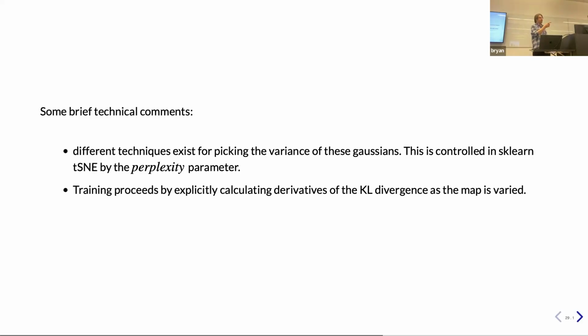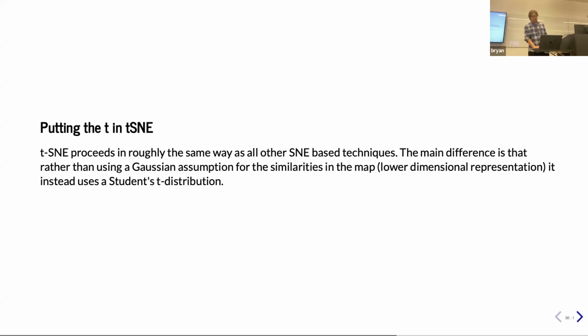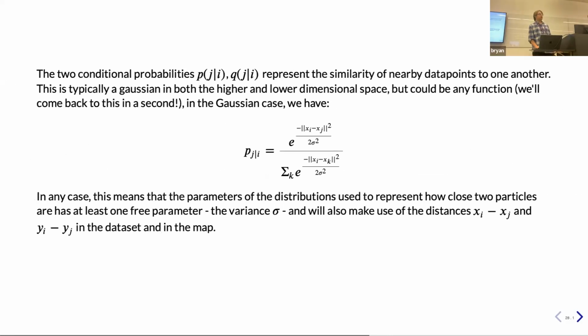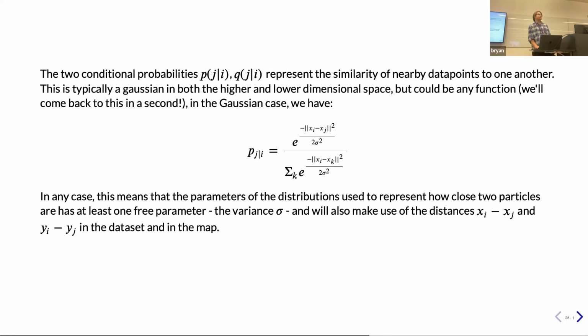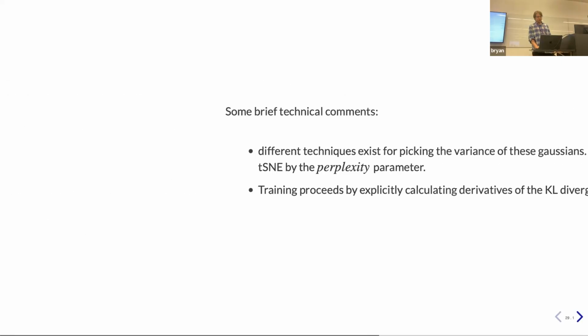And as this came up, but I was going to skip it at a technical level, the training proceeds by explicitly calculating derivatives of the KL divergence as you vary the map. And there are different ways you can vary that mapping to calculate those derivatives. So t-SNE is basically like any other stochastic neighbor embedding technique, but instead of using the Gaussian distribution here, it's using a T distribution to do this embedding.